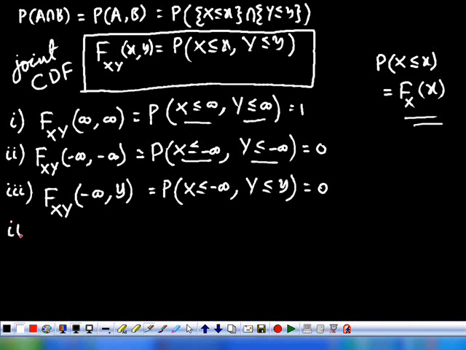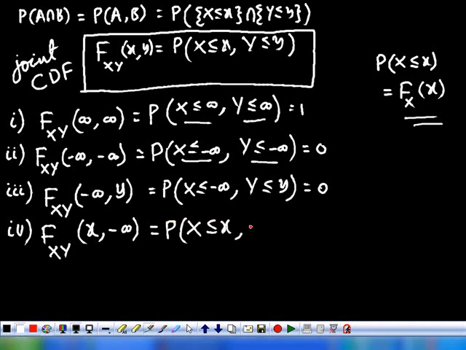And similarly, Fxy of x comma minus infinity. This is also 0. It is x less than or equivalent to x. X is taking values less than or equivalent to x, but y is taking values less than or equivalent to minus infinity. That is, event B is an impossible event. So therefore the intersection of those two is impossible. And this is also.